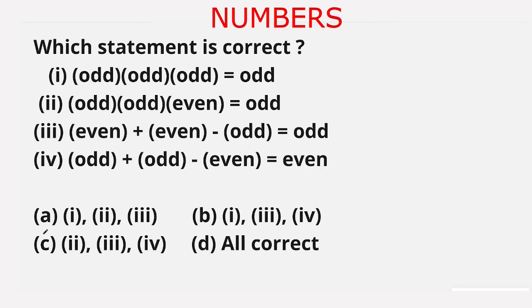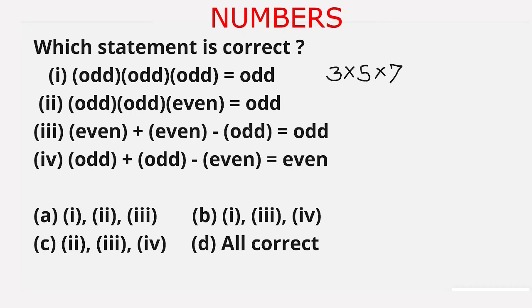And the given options are: option A, statements 1, 2, 3 are correct. Option B, statements 1, 3, 4 are correct. Option C, statements 2, 3, 4 are correct. And option D, all statements are correct. Now we solve this question. Statement 1 is odd multiplied by odd. So we take 3 multiplied by 5 multiplied by 7.